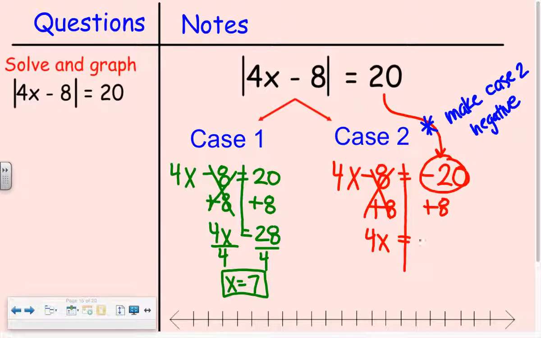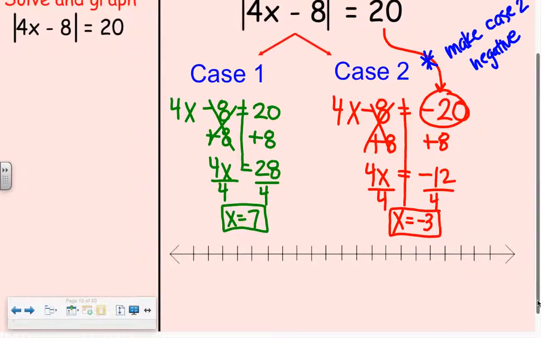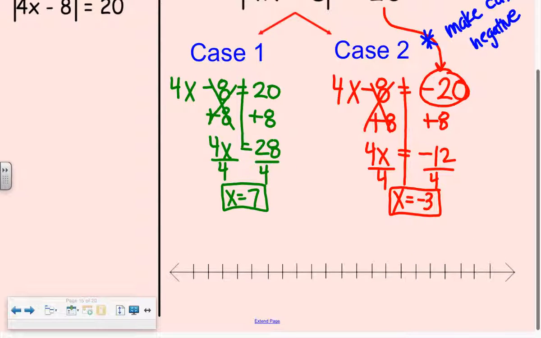Negative 20 plus 8 is negative 12. So x equals negative 3. So now we're going to graph both of these solutions.